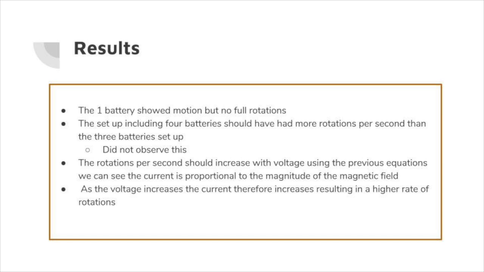For our results, the 1 battery setup showed no motion, so no full rotations. The setup with 4 batteries should have more rotations per second than the 3 battery setup. However, we did not observe this. Due to our equations we have previously mentioned, the rotations per second should increase with voltage. We can see that current is proportional to the magnitude of the magnetic field. As the voltage increases, the current therefore increases, resulting in a higher rate of rotations.